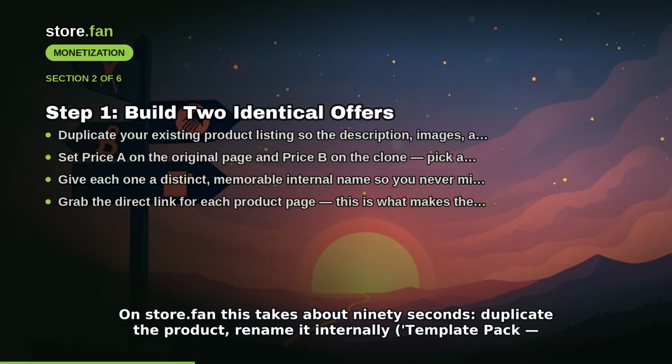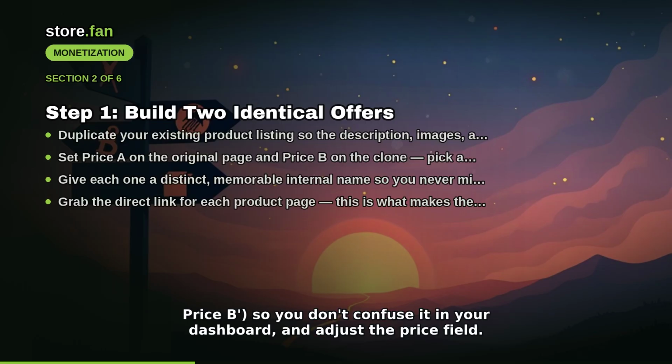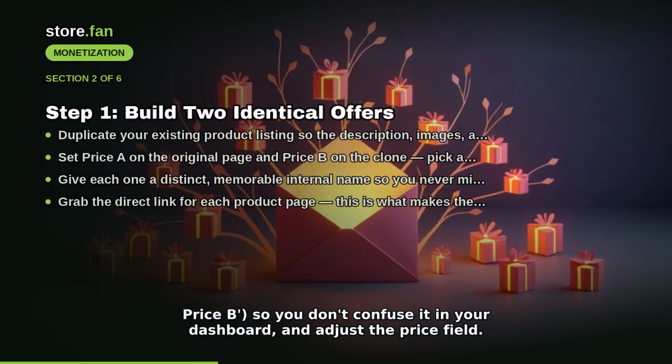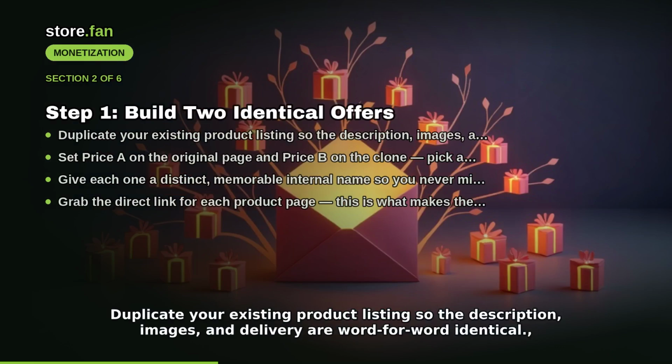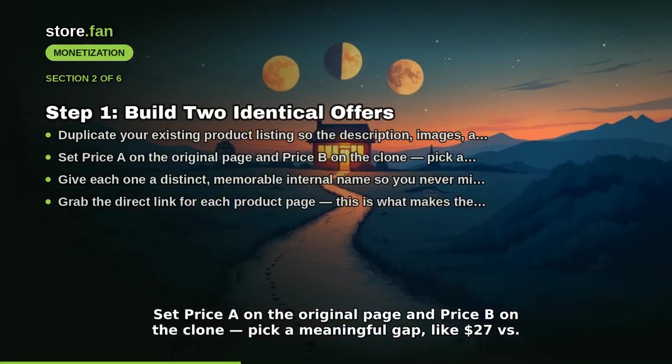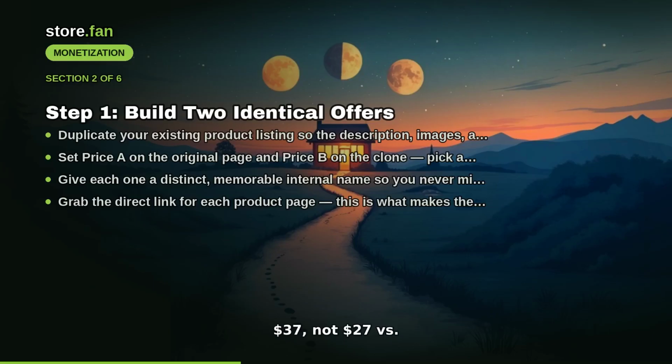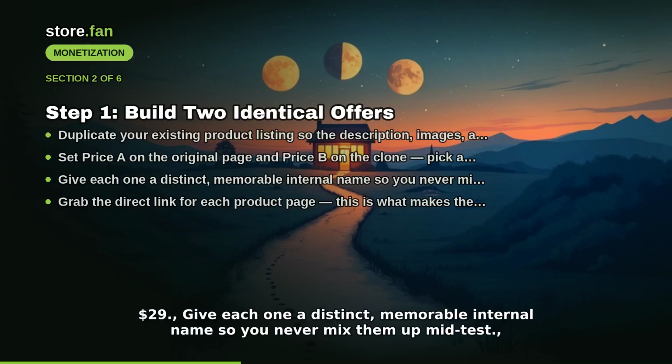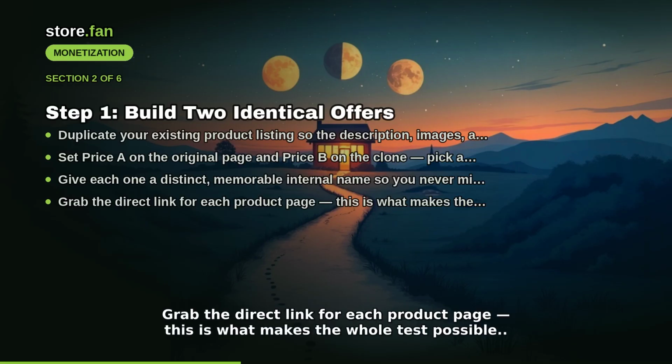Duplicate the product, rename it internally, "template pack, price B," so you don't confuse it in your dashboard, and adjust the price field. Duplicate your existing product listing so the description, images, and delivery are word-for-word identical. Set price A on the original page and price B on the clone. Pick a meaningful gap, like $27 versus $37, not $27 versus $29. Give each one a distinct, memorable internal name so you never mix them up mid-test. Grab the direct link for each product page. This is what makes the whole test possible.